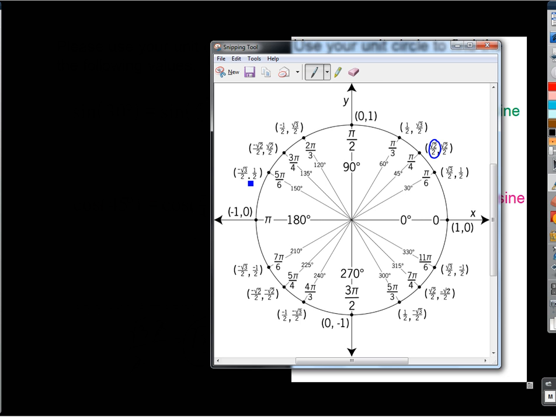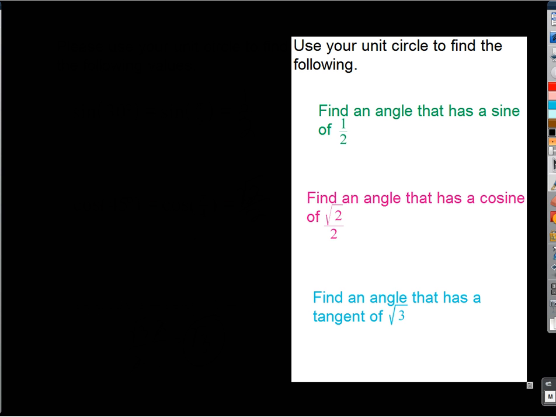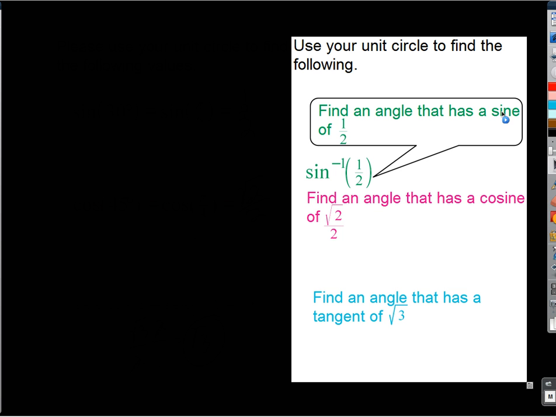Okay. So first, let's just talk about what this function is called. This function is called the inverse sine function. When you see this, it doesn't mean 1 over sine, like a lot of people think it does. We have an unfortunate notation problem. The inverse sine means just what it's saying: find an angle that has a sine of 1/2. That's what this is saying.